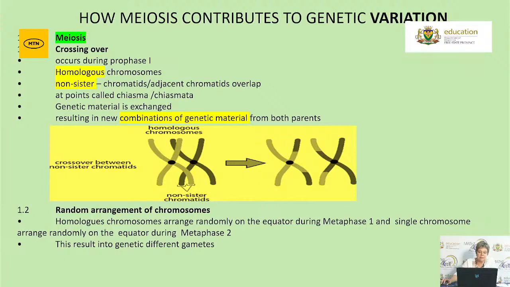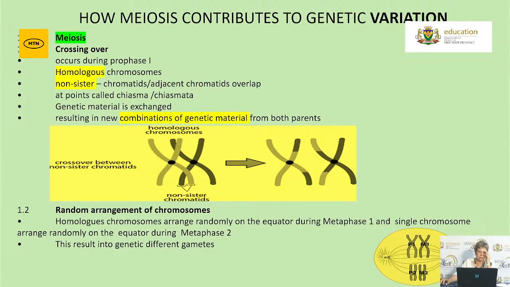So in random arrangement, we have to say the homologous chromosomes arrange randomly on the equator during metaphase 1, and the single chromosomes arrange randomly on the equator during metaphase 2. So again, in metaphase 1, we have homologous chromosomes and not chromosomes alone. There's a big difference between the homologous chromosomes of metaphase 1 and the chromosomes of metaphase 2, and you must emphasize that and differentiate between metaphase 1 and 2.